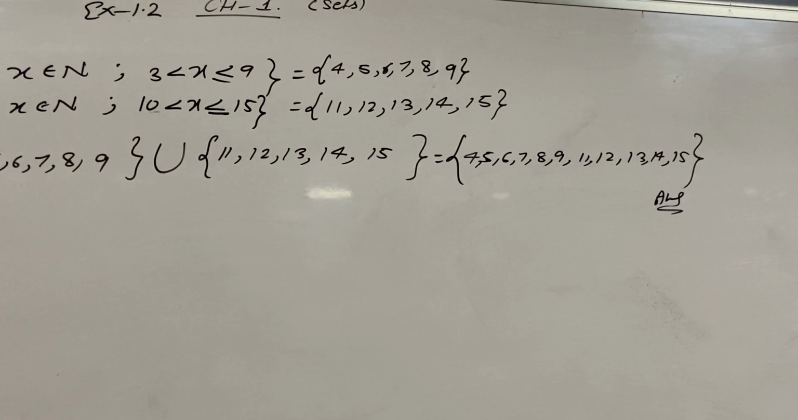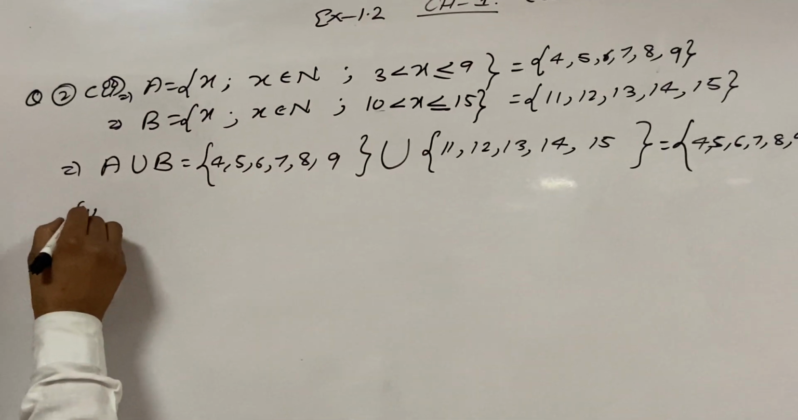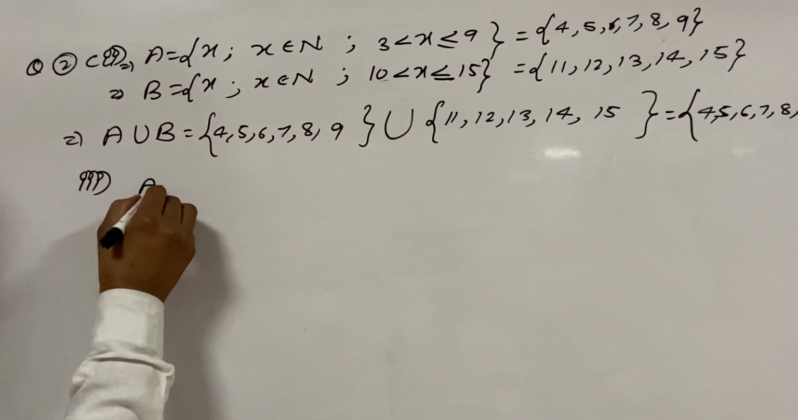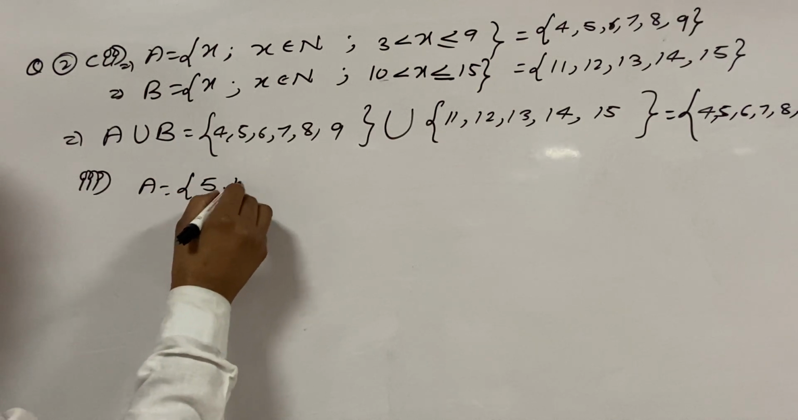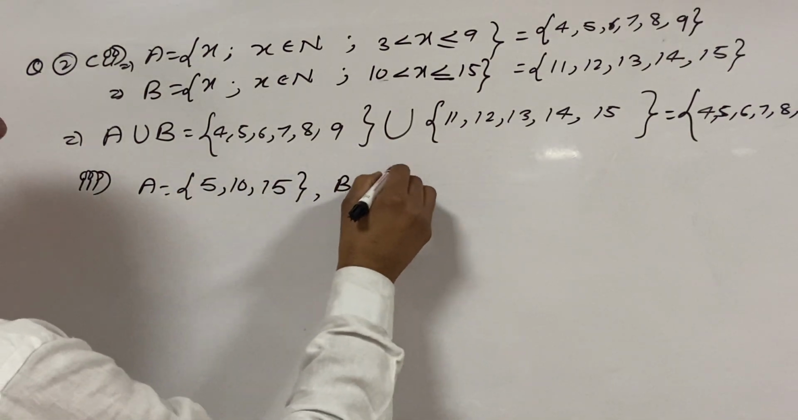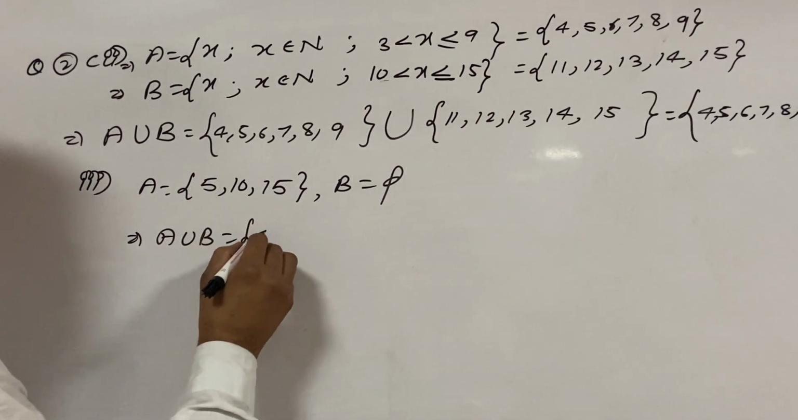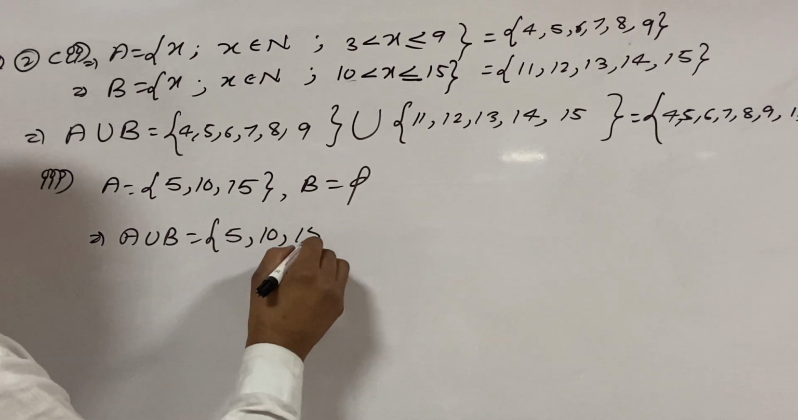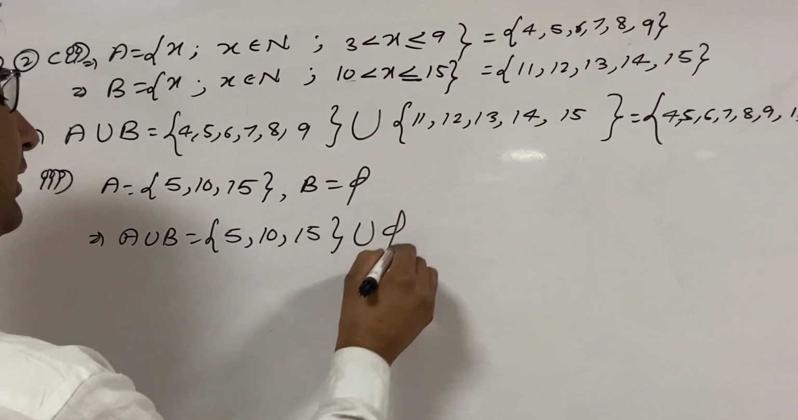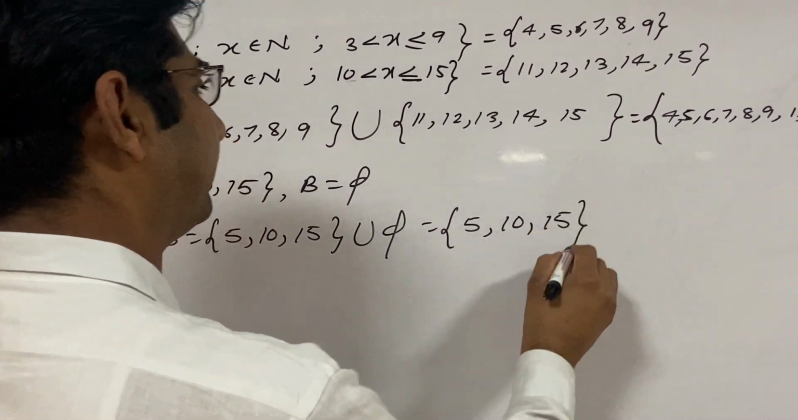5, 10, 15. A क्या है? 5, 10, 15. B क्या है? 5. Then A union B. 5, 10, 15 union 5 will be equal to 5, 10, 15.